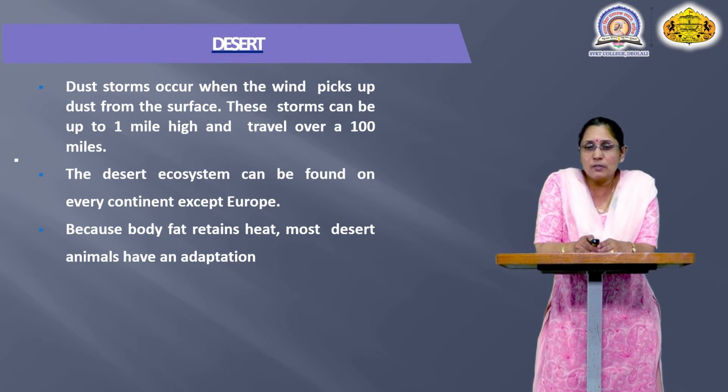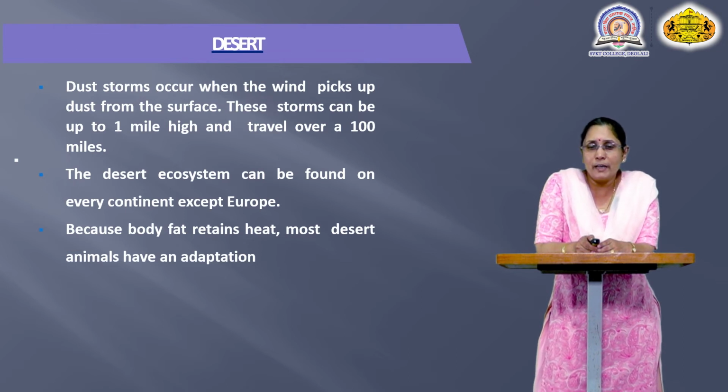The desert ecosystem can be found on every continent except Europe. So on every continent, small or large, this type of desert can be seen, but except on the European continent.